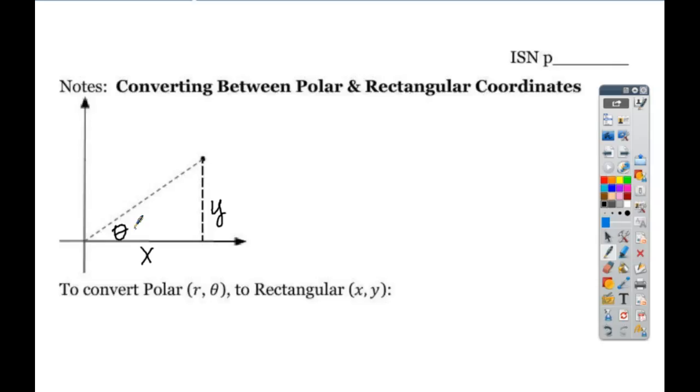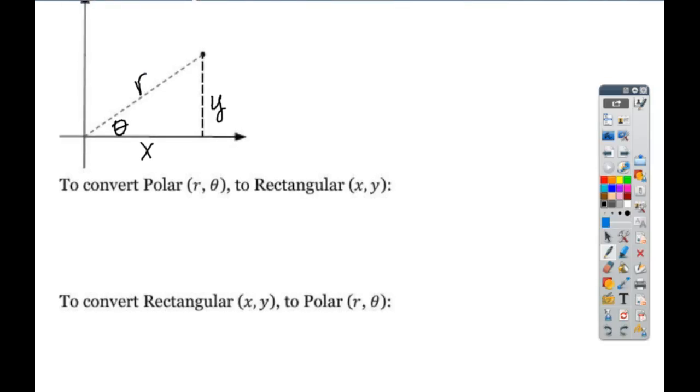And we found that we could find r, because we took x squared plus y squared, and that was the square root using the Pythagorean theorem. And we found that we could find r by taking the sine and the cosine, right? And we multiplied, and we found those.